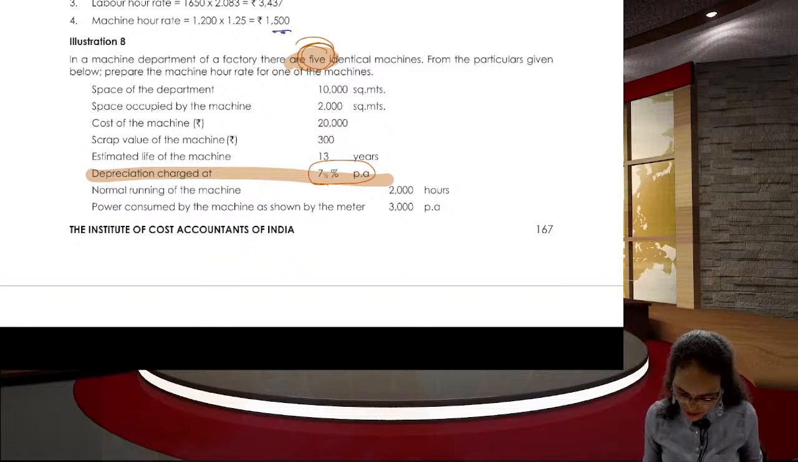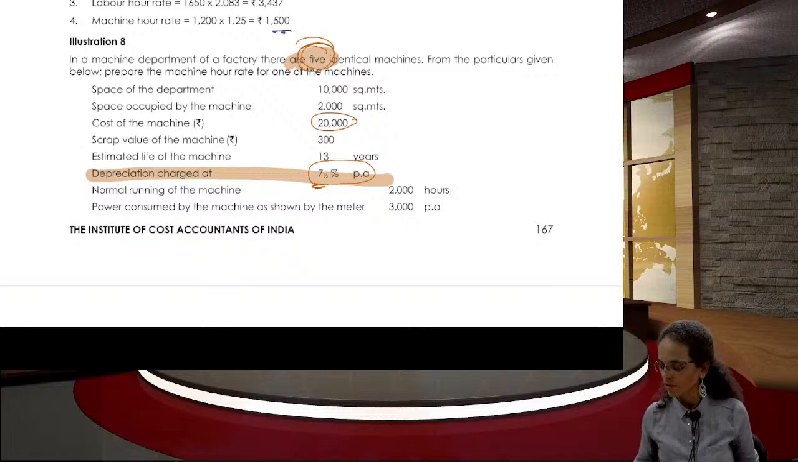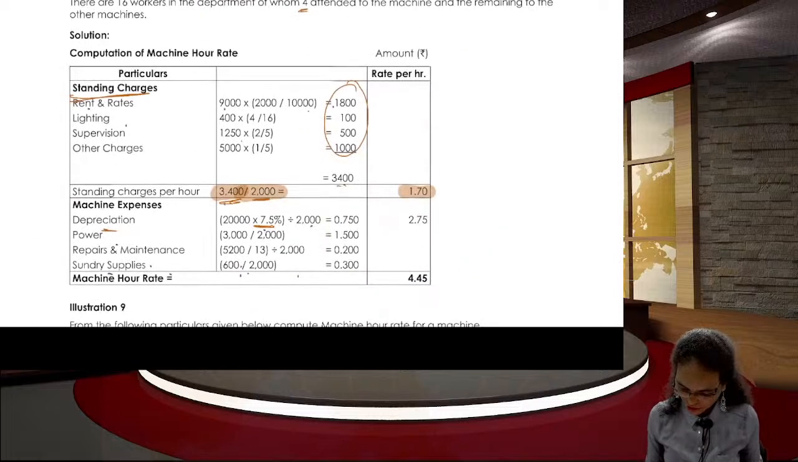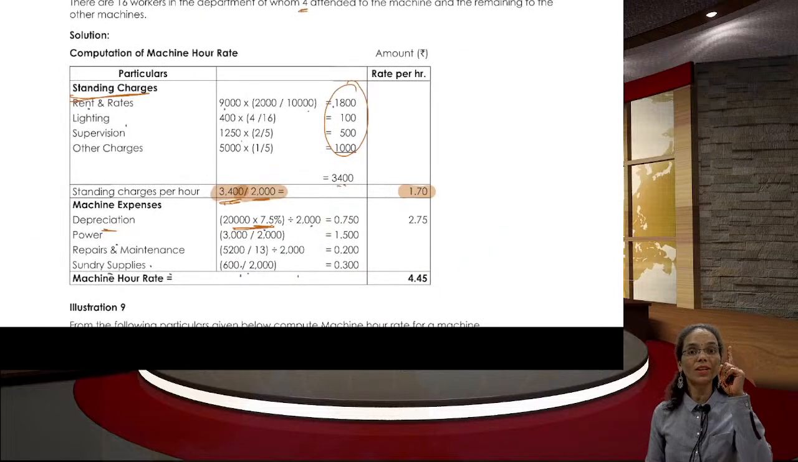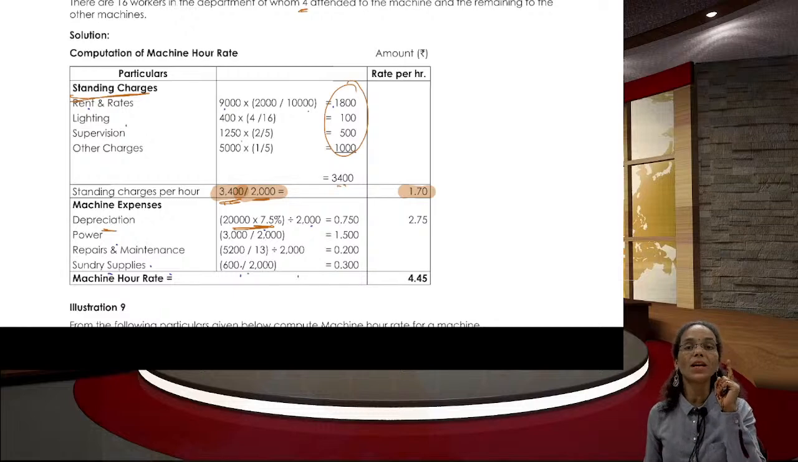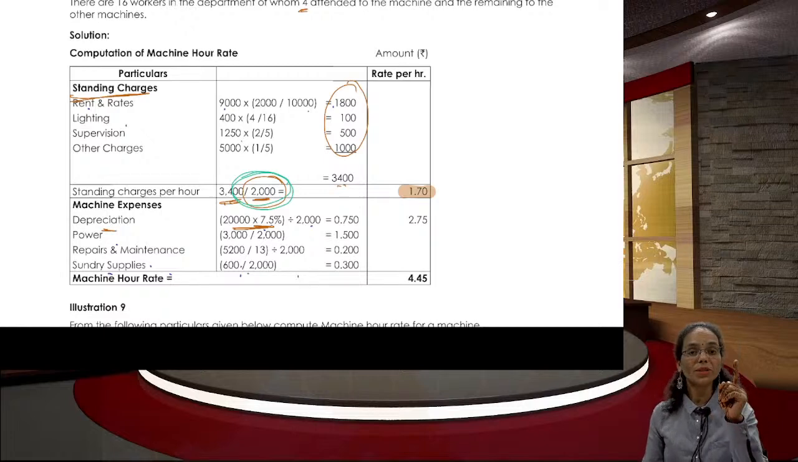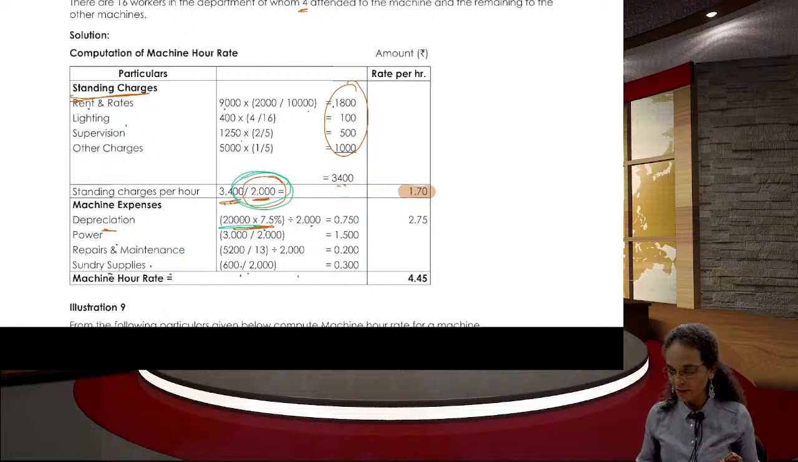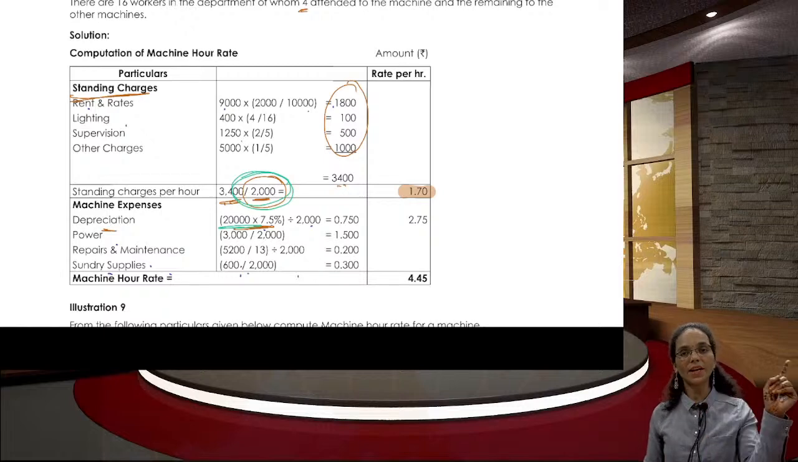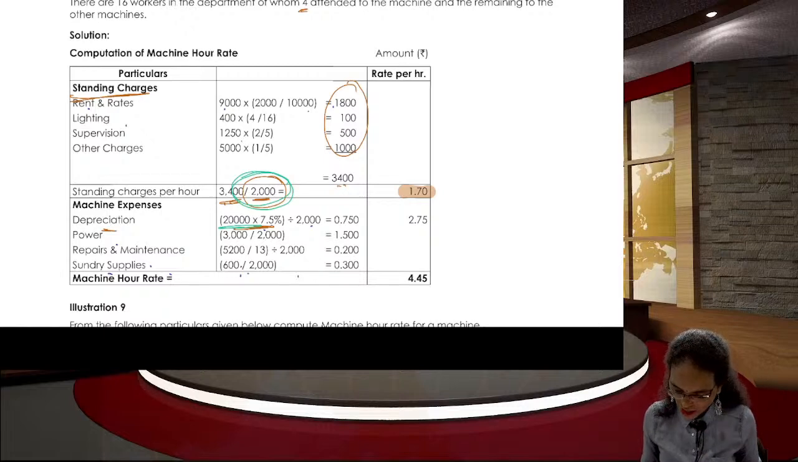So cost of the machine is 20,000 into 7.5% is the depreciation, that is 1,500 rupees for the year. In a year, how many hours is the machine working? It is working for 2,000 hours. We are finding out only the machine rate per hour. So 1,500 rupees is the depreciation for the entire year. In a year, 2,000 hours it is working. So divide by 2,000, you will get 0.75.